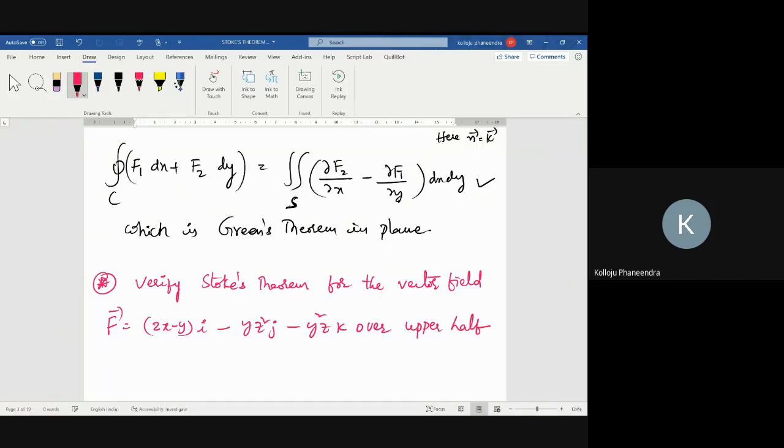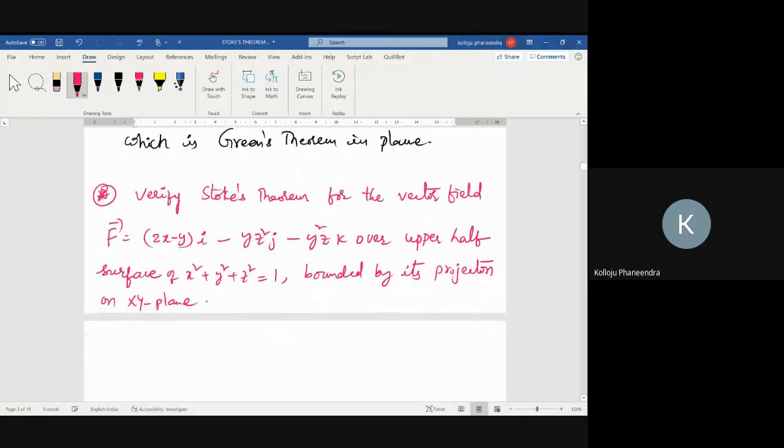over the upper half surface of x square plus y square plus z square equal to 1, bounded by its projection on the xy plane. Bounded by its projection on the xy plane. This is the problem. Solution.